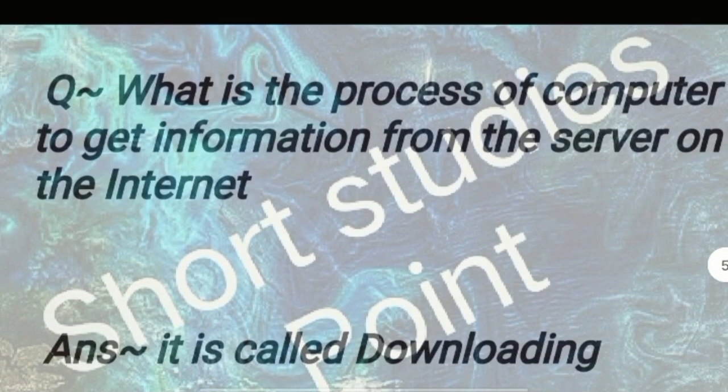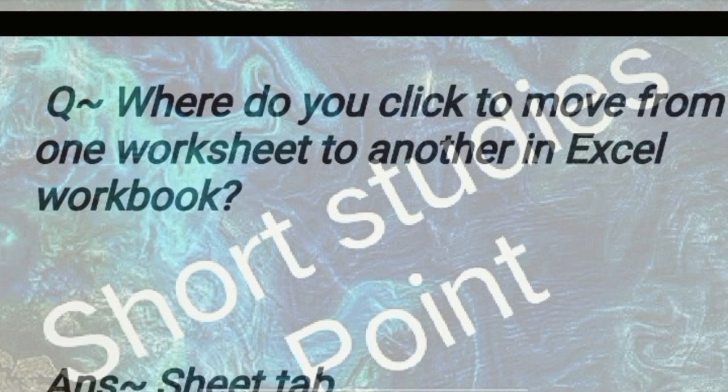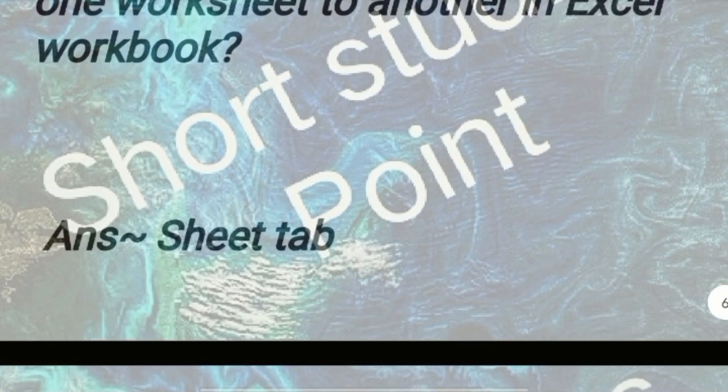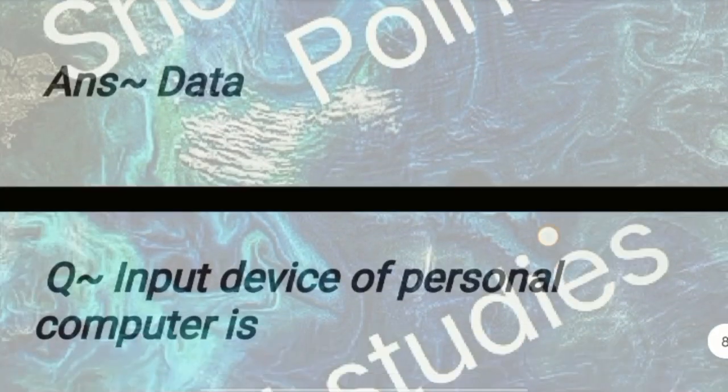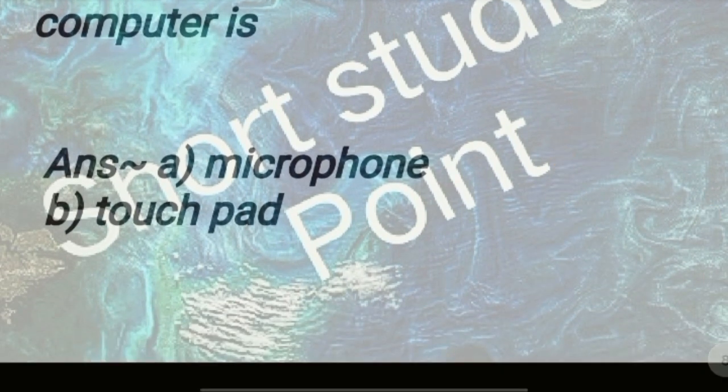Next question: What is the process of a computer getting information from a server on the internet? Answer: it is called downloading. Next question: Where do you click to move from one worksheet to another in an Excel workbook? Answer: sheet tab. Next question: Dash is processed into information by a computer. Answer: data is processed. Next question: Input devices of a personal computer are dash. Answer: microphone and touchpad.